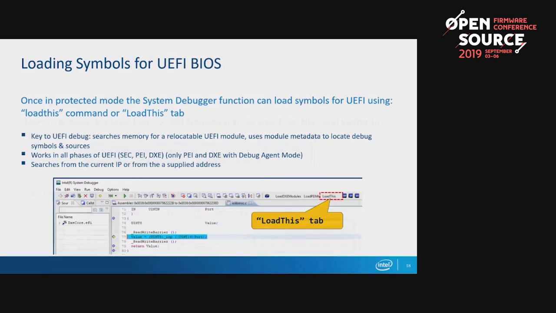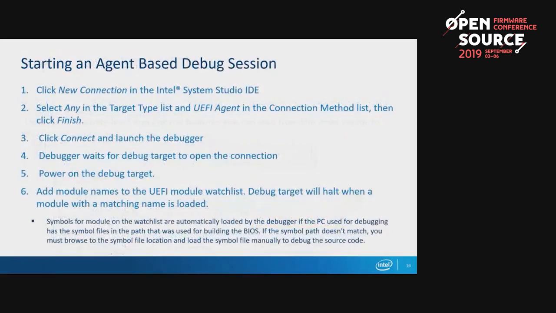And it'll, again, work on all the phases for UEFI, SEC, PEI, DXE. And you can set which modules you're interested in, and it'll halt on entry for each one of these modules. So in order to start an agent-based debug session for UEFI, you select UEFI agent in the connection method, click connect, power on your target, and then you can add the names of the UEFI modules that you're interested in to the watch list, and the debug target will halt every time a module matching the name in the watch list is loaded. And you'll need to delete those breakpoints so you can see the subsequent ones.